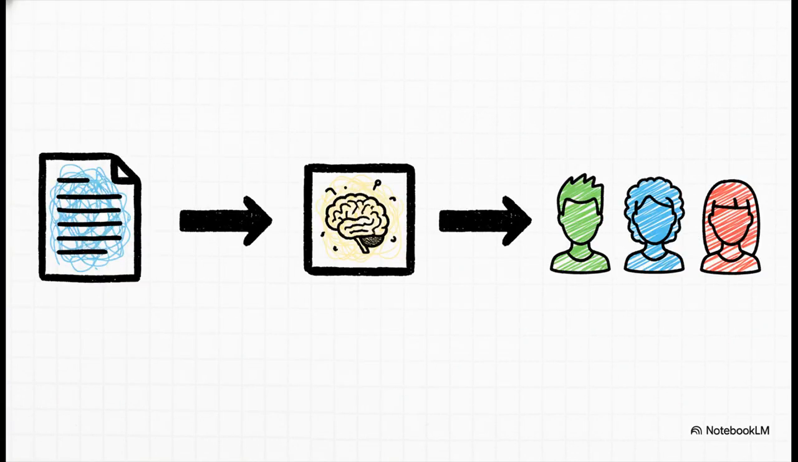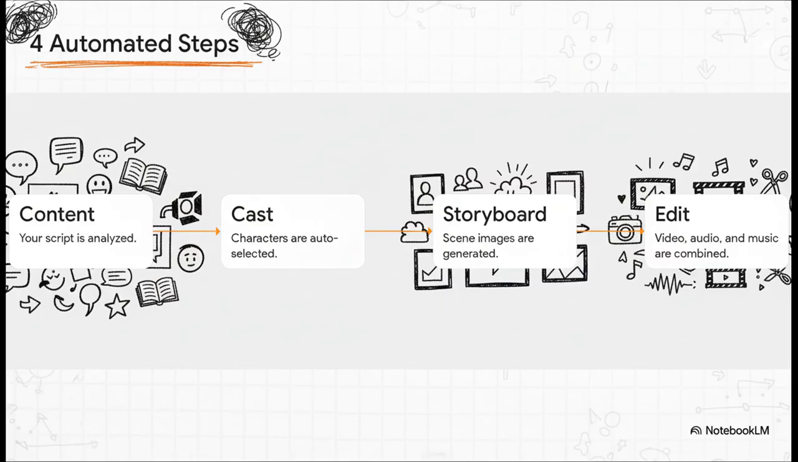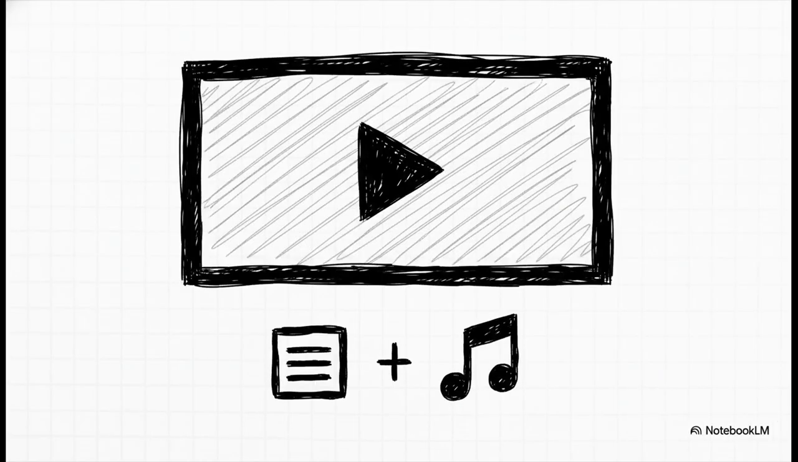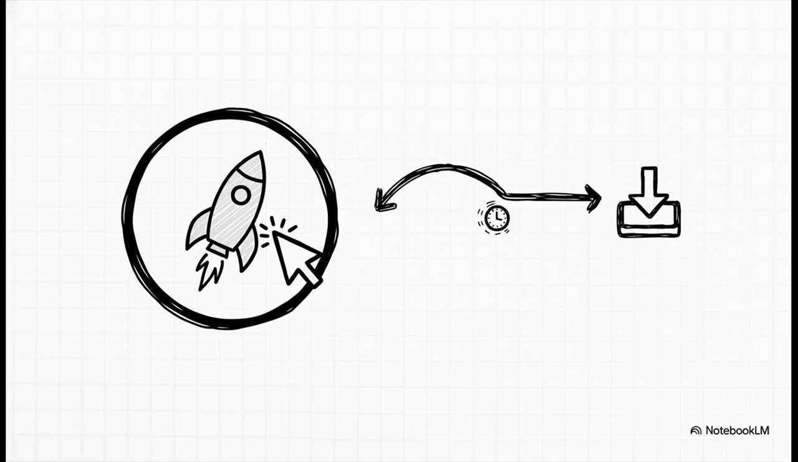Now this is cool. There's an autocast feature that actually creates characters for you based on your story. So yeah, the AI does it all. It analyzes the text, makes images, adds audio, and edits everything together. And right before you finish, you can throw in subtitles and pick some copyright-free music too. Then you just hit generate, and in about a minute, boom, your video's ready to download.